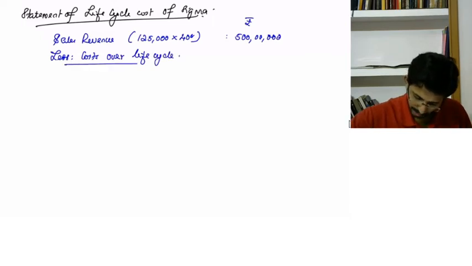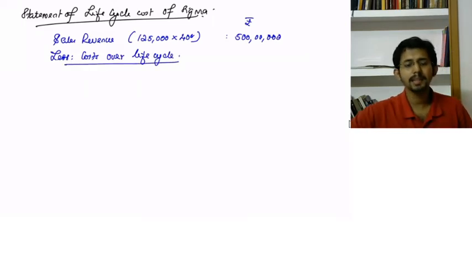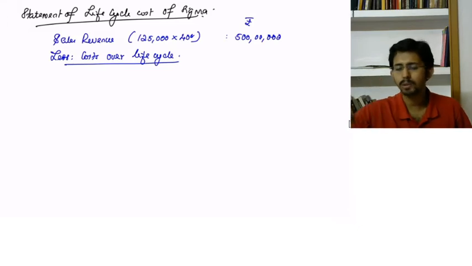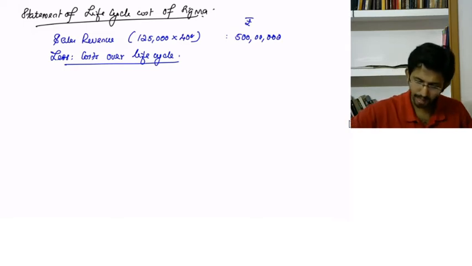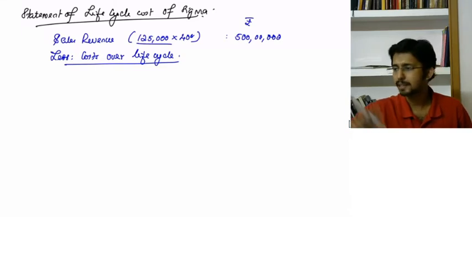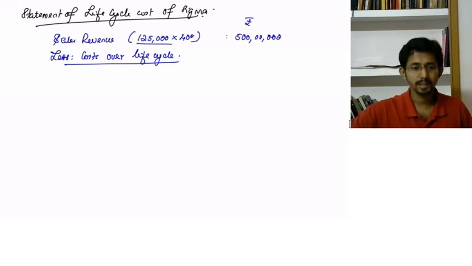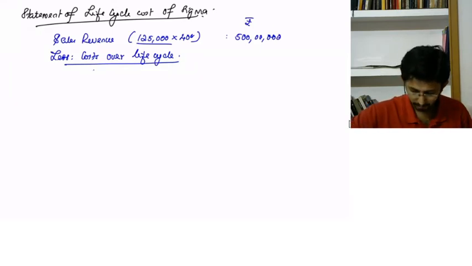Now let me ask you, is the anticipated demand for 1 year or for the entire life cycle? It is not clearly given. So you can assume that this 1,25,000 is the demand for the entire life cycle. We will write a note on that later. Cost over the life cycle. Now first is R&D cost.